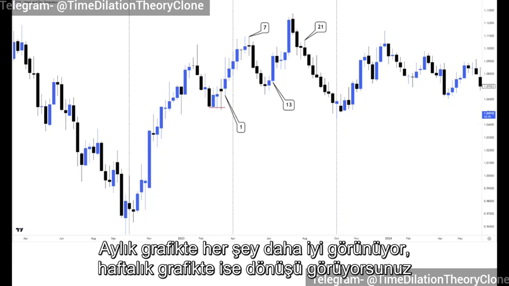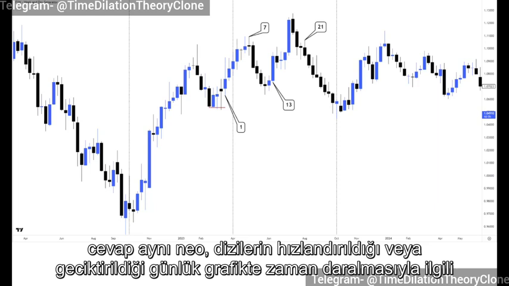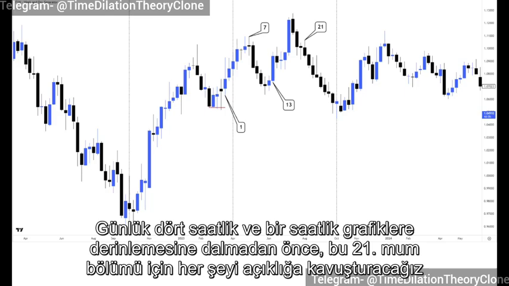Now everything looks better when we count on the weekly chart. You see the turning points more clearly compared to the monthly chart, but you can ask why the 21st candle is not perfect here. The answer is the same, Neo. It's about time contraction, where sequences are hastened or delayed. The daily chart will make everything clarified for this 21st candle part.